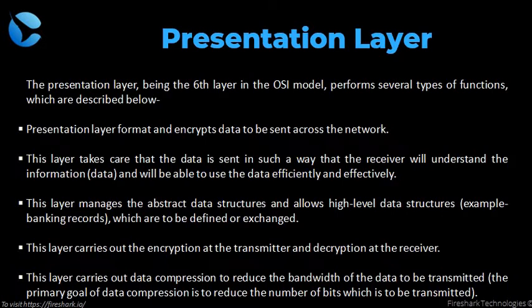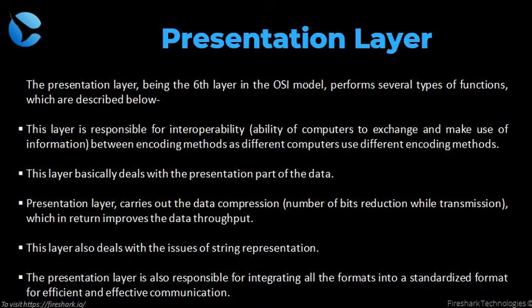This layer carries out the encryption at the transmitter and decryption at the receiver. This layer carries out data compression to reduce the bandwidth of the data to be transmitted. The primary goal of data compression is to reduce the number of bits which are to be transmitted. This layer is responsible for the ability of computers to exchange and make use of information, that is, interoperability between encoding methods, as different computers use different encoding methods.